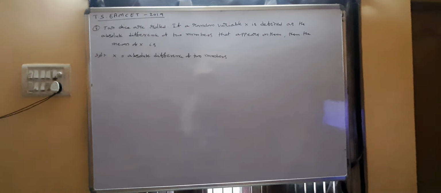Coming to the next question. Two dice are rolled. If a random variable X is defined as the absolute difference between the two numbers.